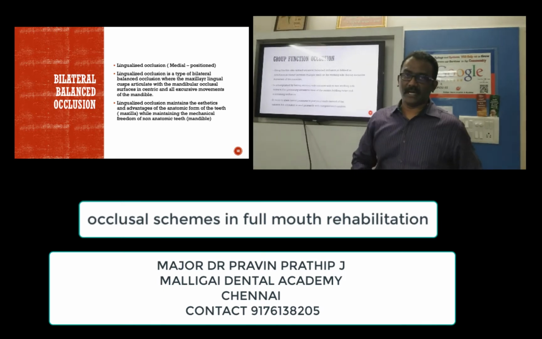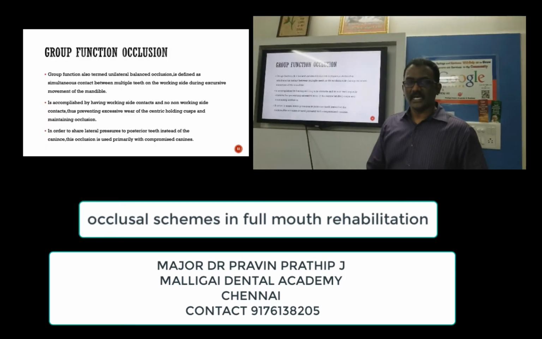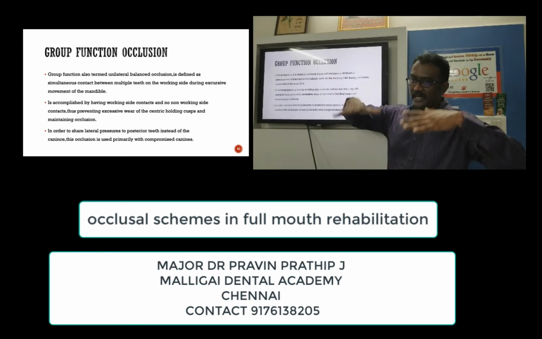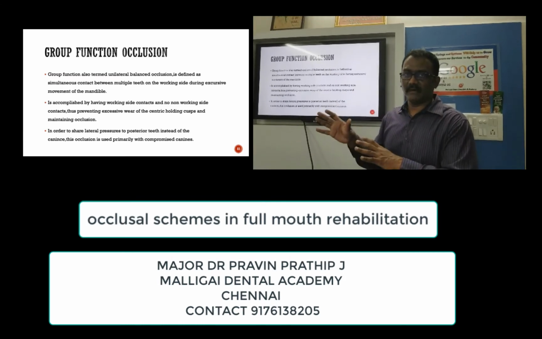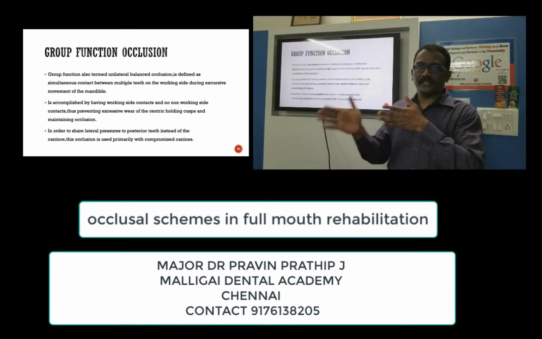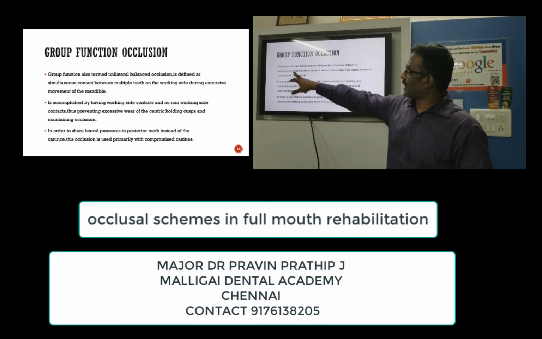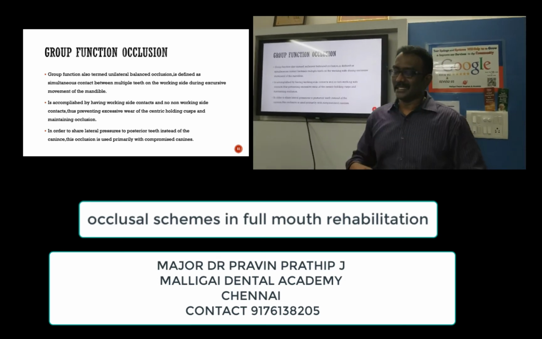The first thing we saw is bilateral balanced occlusion. The second thing is called group function. In group function, it is otherwise called unilateral balanced occlusion. We have bilateral contact. In group function, same thing, but on one side you will have. So it works as a group. So that is why it is called group function. In group function, it is defined as simultaneous contact between multiple teeth on the working side during excursive movement.